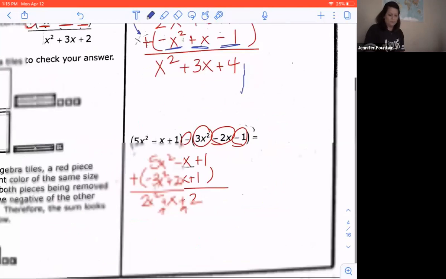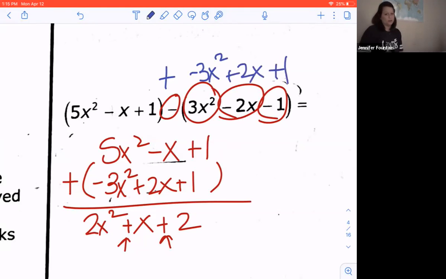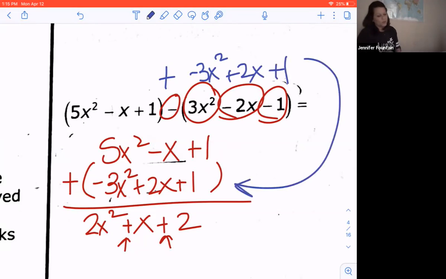And then the last one. Change my sign, but if I do, I have to change the sign of everything afterwards. So 3x squared becomes negative 3x squared, negative 2x becomes positive 2x, negative 1 becomes positive 1. I transferred those all down here. So now I have 5x squared plus a negative 3x squared. That's the same as 5 minus 3 is 2, so 2x squared. Negative x plus a positive 2x. So that would be like negative 1 plus 2 would be a positive 1. And then 1 plus 1 is 2.